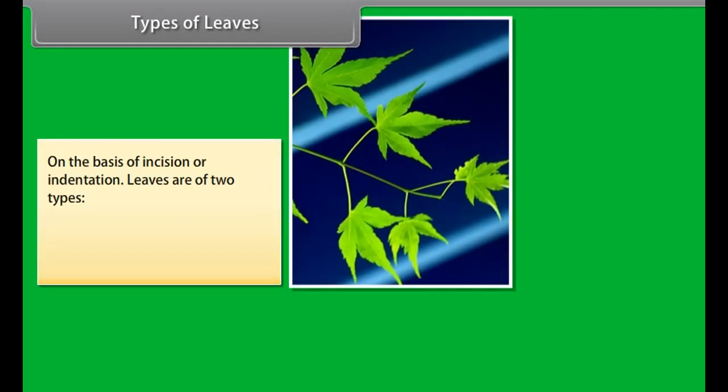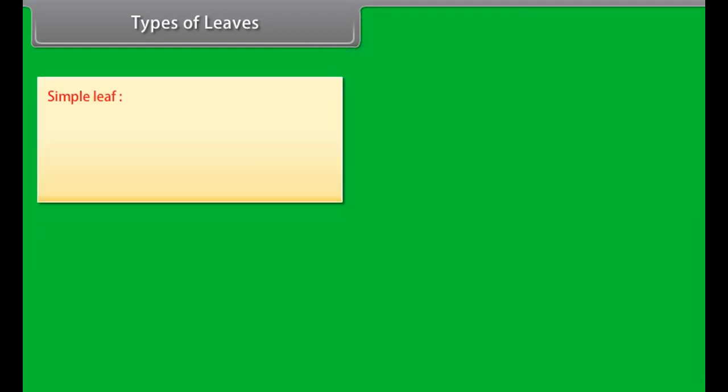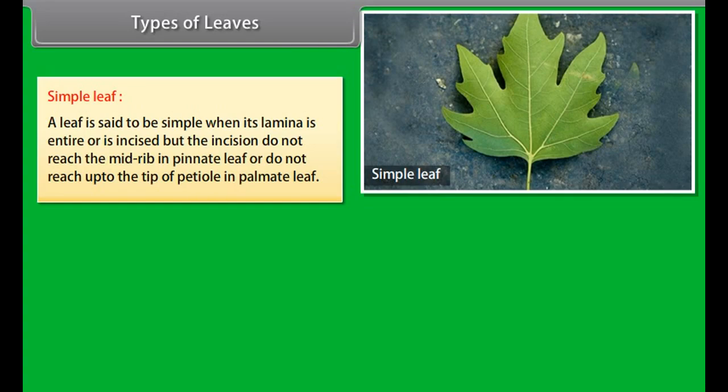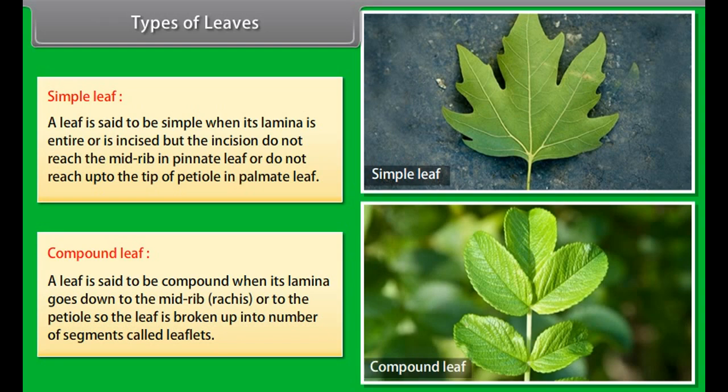On the basis of incision or indentation, leaves are of two types: simple leaf and compound leaf. Simple leaf. A leaf is said to be simple when its lamina is entire or is incised, but the incision does not reach the midrib in pinnate leaf or does not reach up to the tip of petiole in palmate leaf. Compound leaf. A leaf is said to be compound when its lamina goes down to the midrib, rachis, or to the petiole, so the leaf is broken up into a number of segments called leaflets.